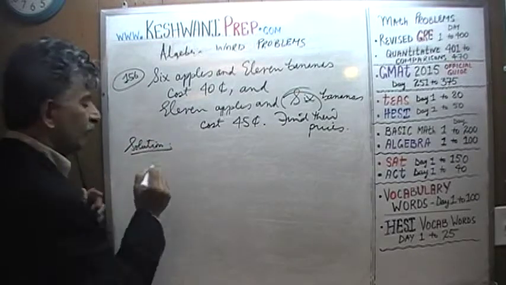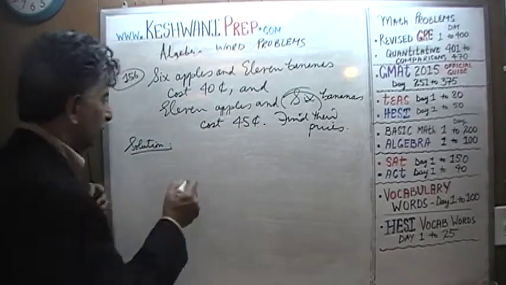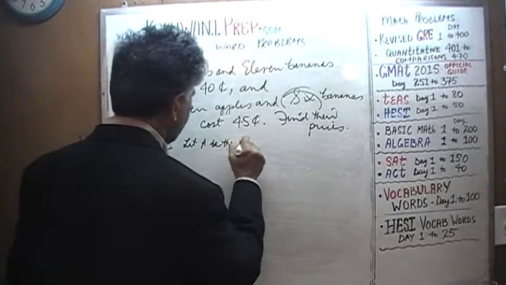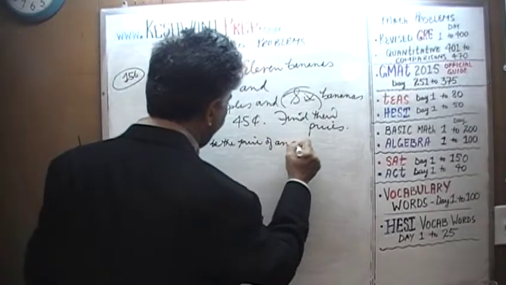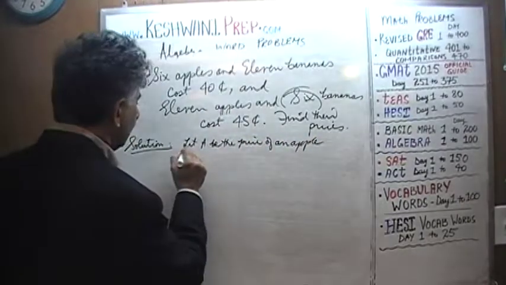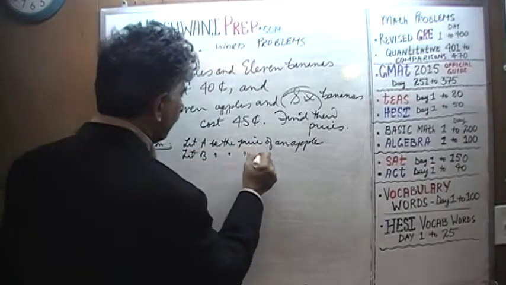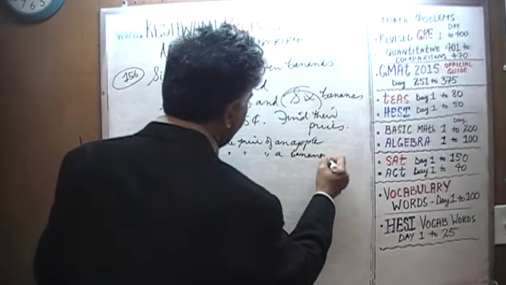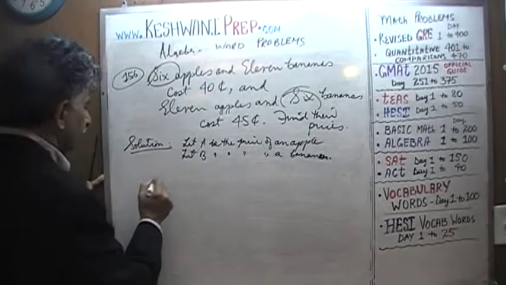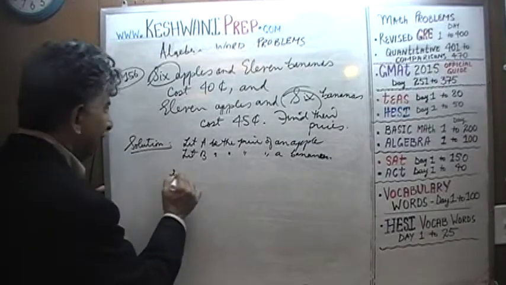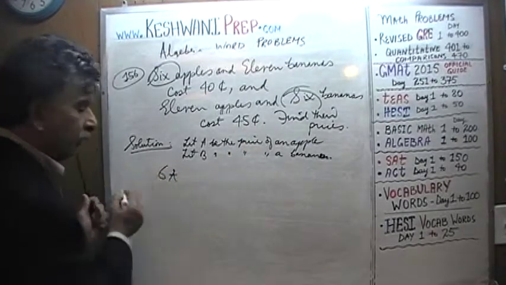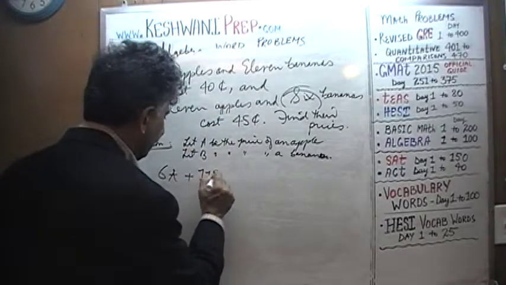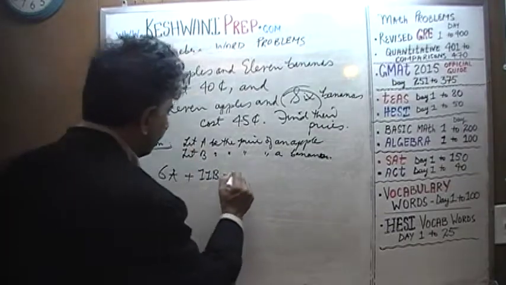The very first thing we need to do, obviously, as always, is to define our variable. Let A be the price of an apple. Similarly, let B be the price of a banana, one banana. So now we are told that 6 apples, if 1 apple costs A cents, then 6 apples will cost 6 times as much. Plus 11 bananas, 11 times B, we are told cost 40 cents.